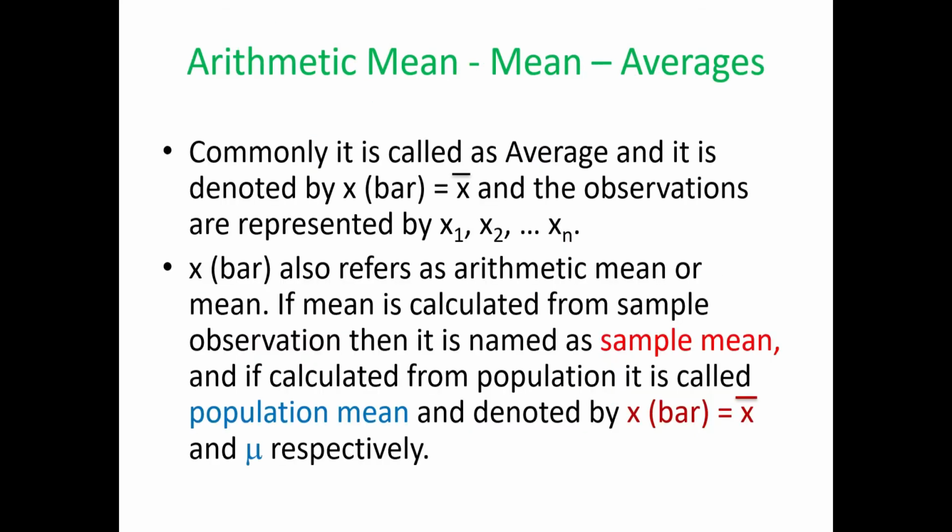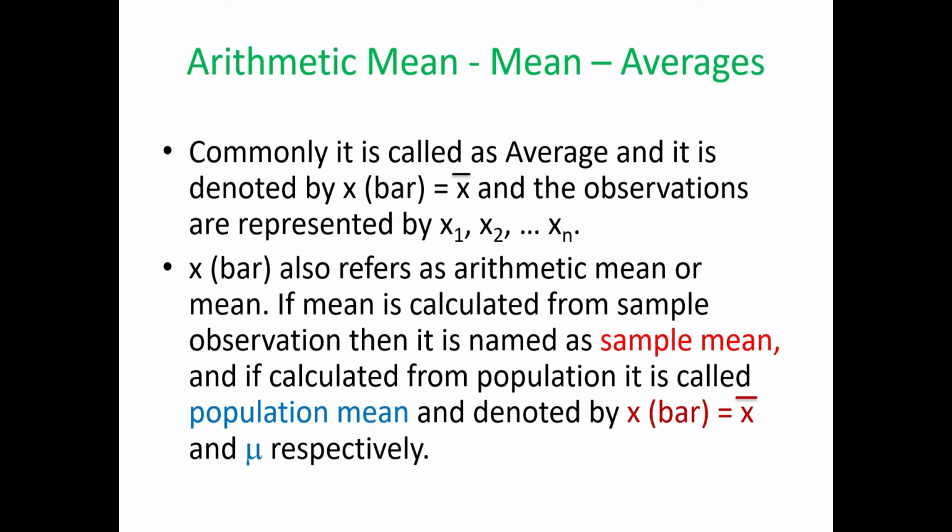First of all, arithmetic mean. It is commonly known as average, denoted by x bar. The observations are given by x1, x2, up to xn. It is nothing but the sum of all these values divided by the sample size, that is small n. Now, if we calculate the mean on the basis of a sample, it is known as sample mean, and it is denoted by X bar.